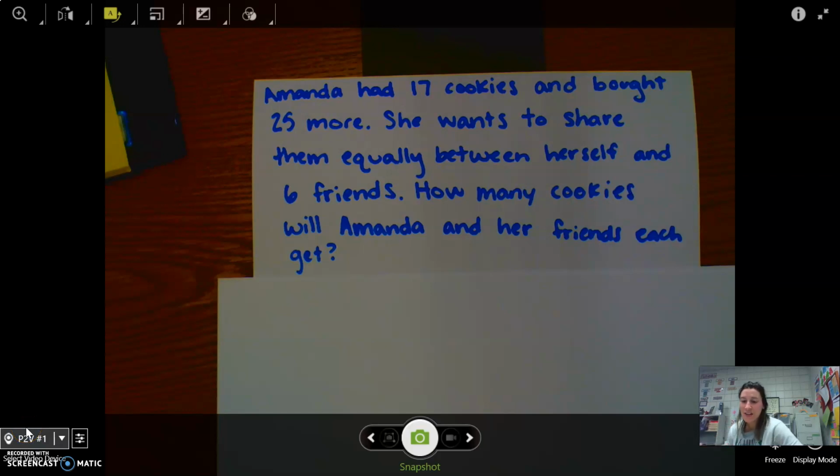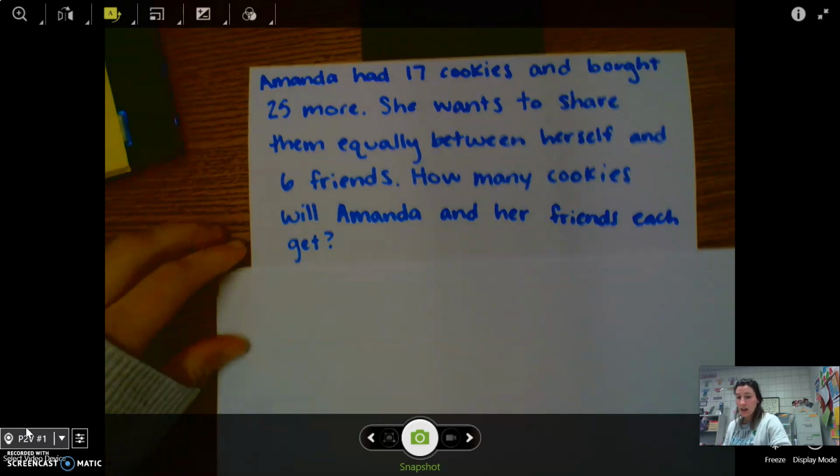Right, hello third grade. Today we're going to continue talking about multi-step problems. So let's practice this problem. It says Amanda had 17 cookies and bought 25 more. She wants to share them equally between herself and 6 friends. How many cookies will Amanda and her friends each get?